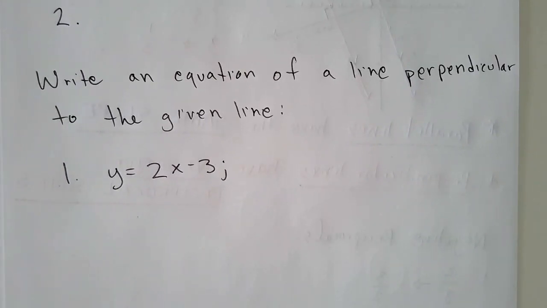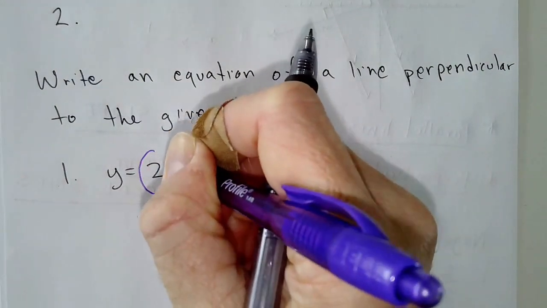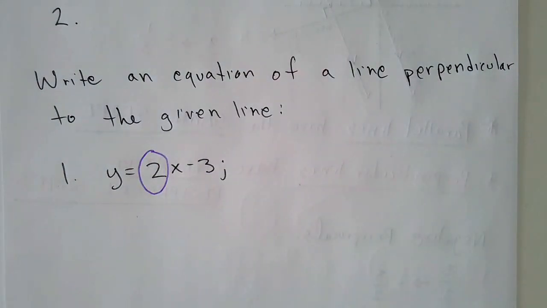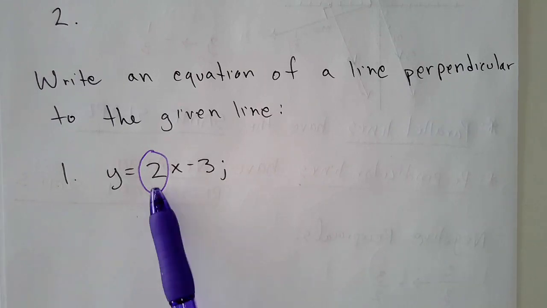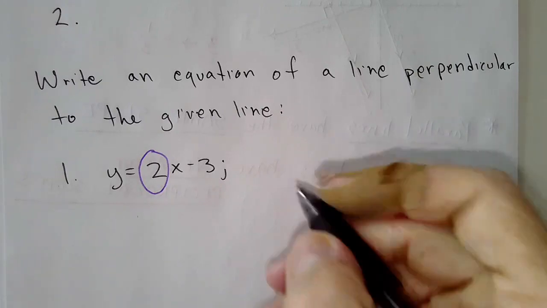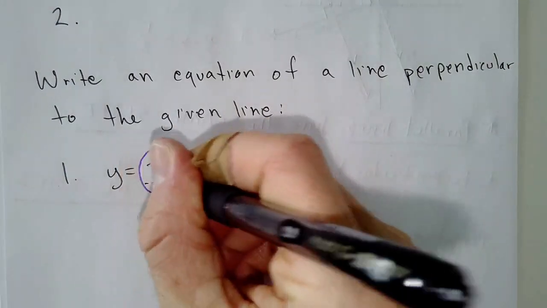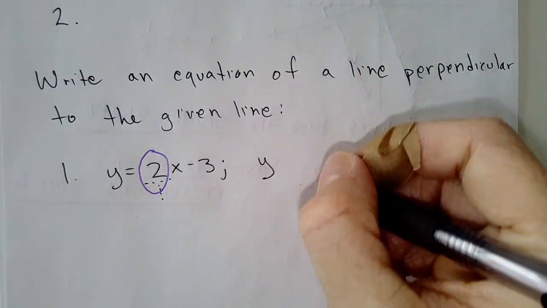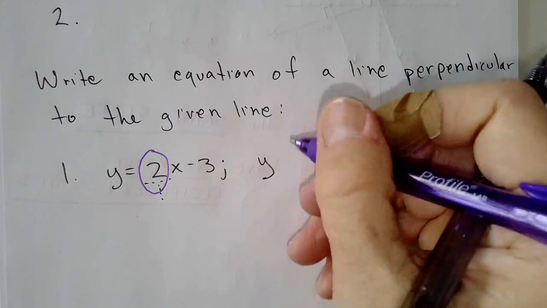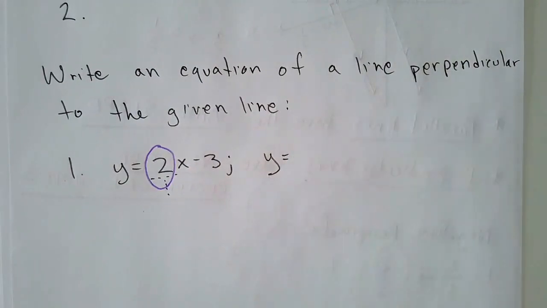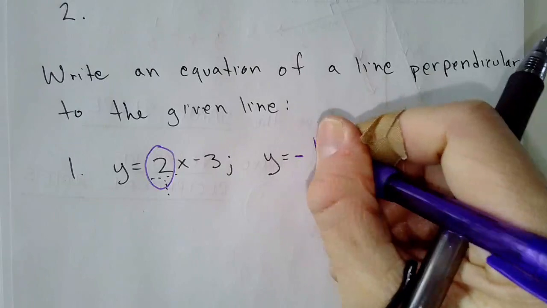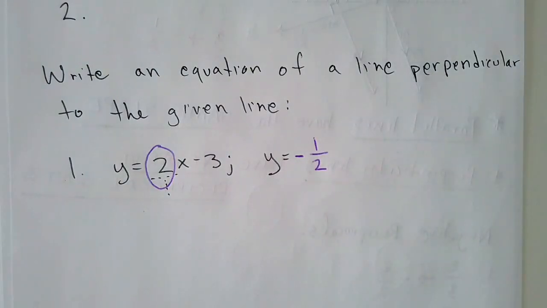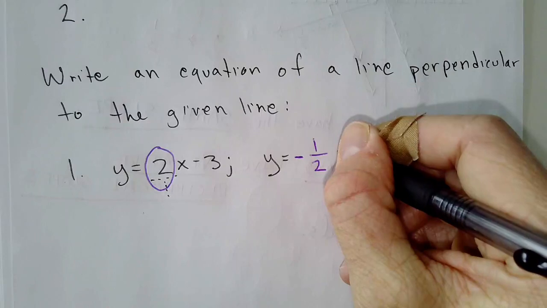What I'm going to do is analyze the slope. The slope is 2. So what I'm going to do is I am going to take the negative reciprocal of 2, because 2 is basically the same as 2 over 1. So I make it negative, and I'm going to make that equal negative 1 over 2. That is the slope of a line perpendicular to this line.